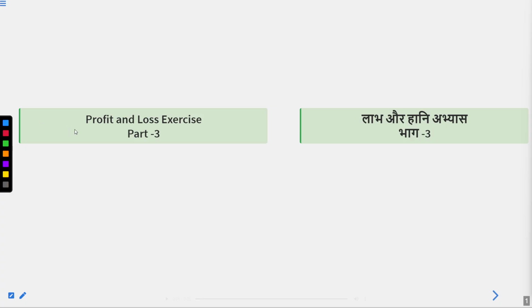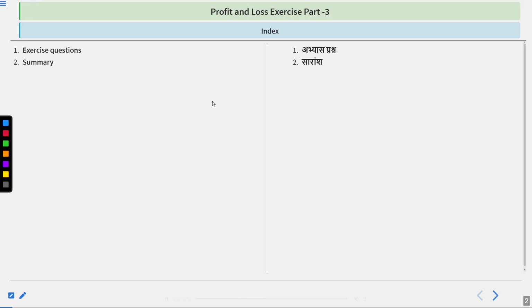Hello student, in today's class we are going to discuss profit loss exercise part 3. Okay. So our index is exercise questions and then after that we summarize our today's lecture.